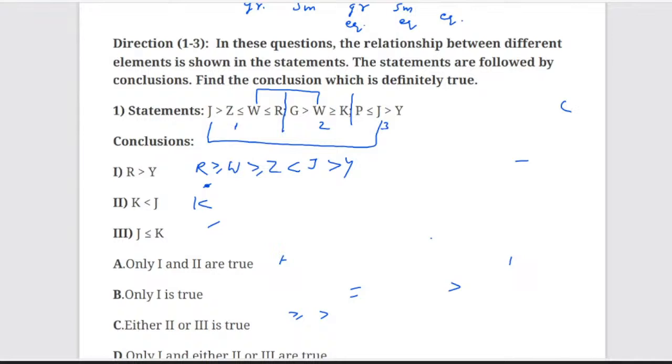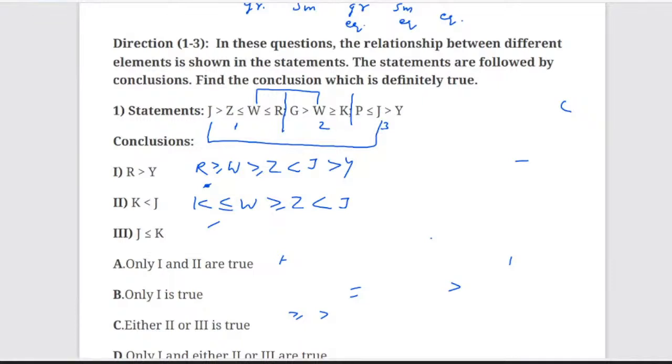If K starts with K, then K is less than equal to W. Now, W is again, we need to go to J. So W is greater than equal to Z and Z is less than J. And now J is this much between K and J, correct? So now K is less than equal to W, greater than equal to Z and less than J.